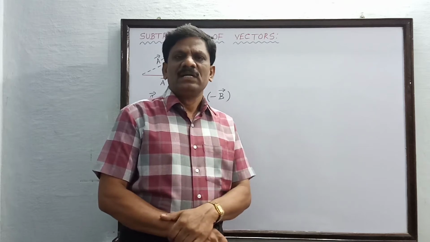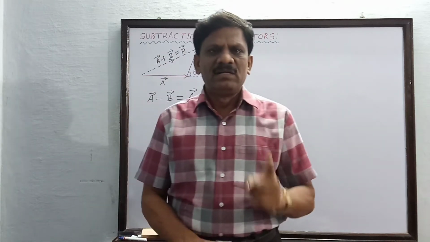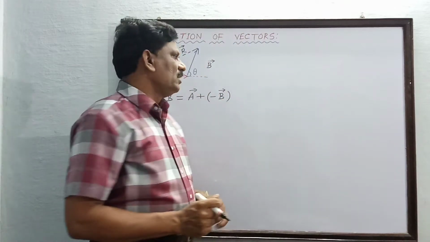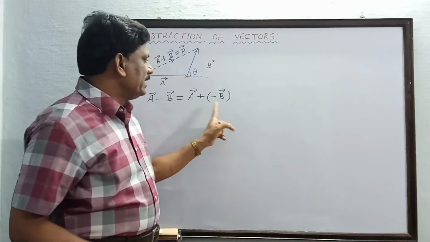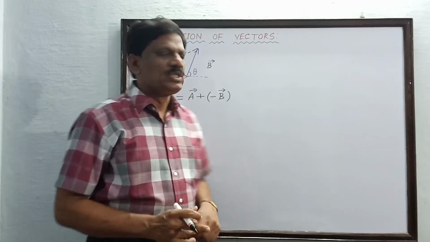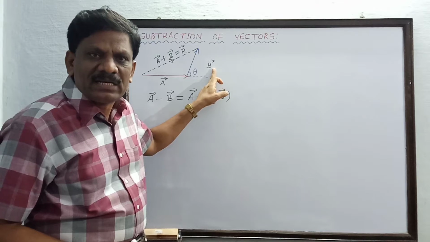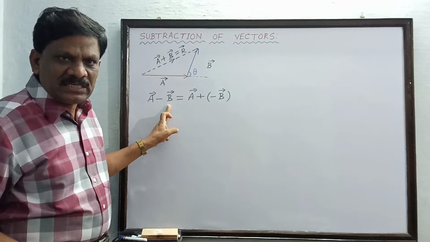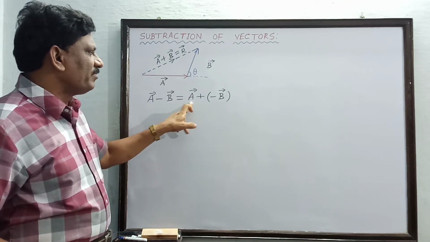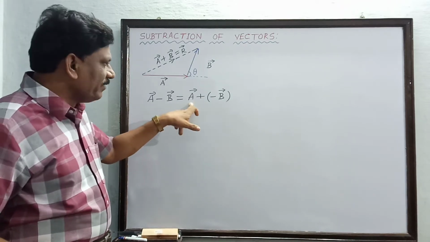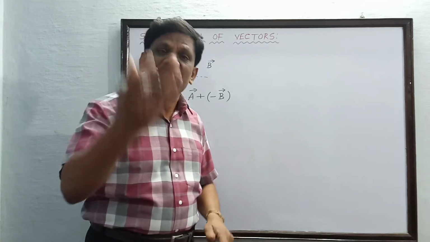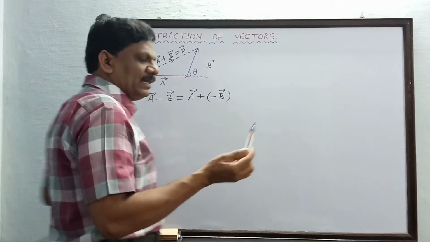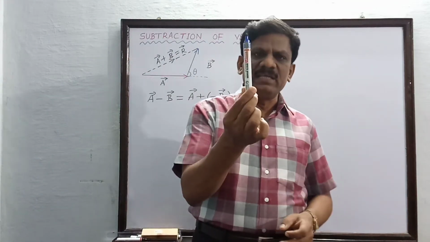So, my dear students, subtraction of one vector from the other vector is equal to addition of one vector with the negative of the other vector. Here I am going to subtract B vector from A vector, so it is represented as A vector minus B vector. This is also equal to the sum of the two vectors, namely A vector and the negative of B vector. Say for example, this is a vector B.